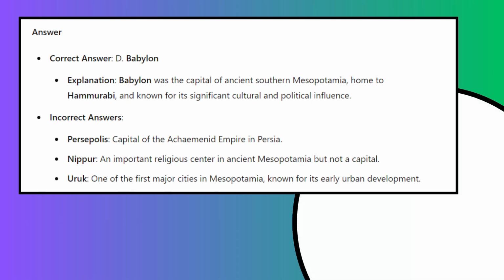Looking at the answer to that, we're going to see that the answer is Babylon. Babylon was the capital of ancient southern Mesopotamia, home to Hammurabi, and known for its significant cultural and political influence. Persepolis was the capital of the Achaemenid Empire in Persia. Nippur was an important religious center in ancient Mesopotamia, but not a capital. And Uruk was one of the first major cities in Mesopotamia, known for its early urban development. It wasn't the capital. That's going to go ahead and wrap up our review today of ancient Mesopotamia.